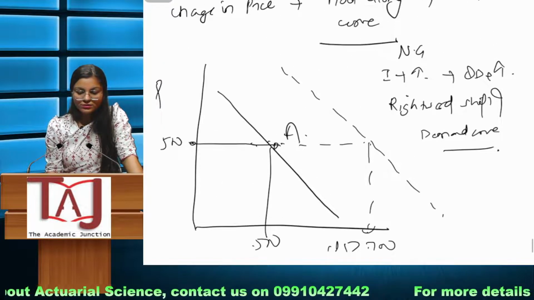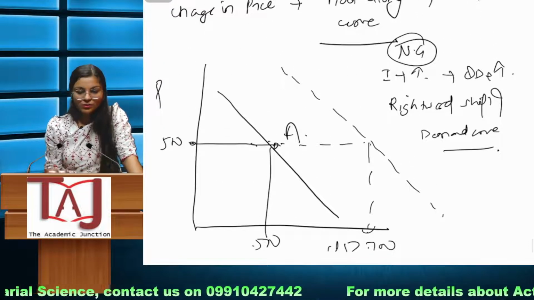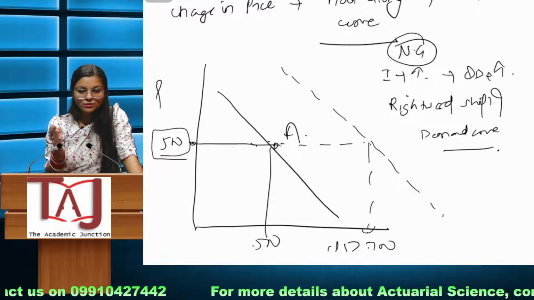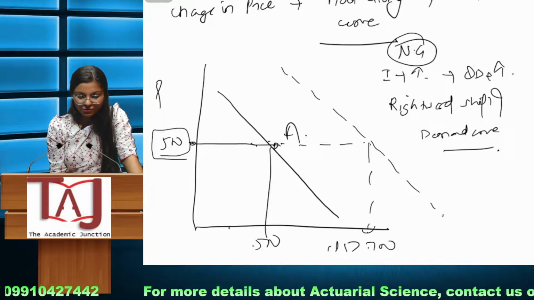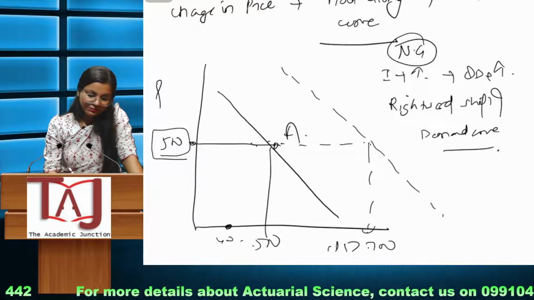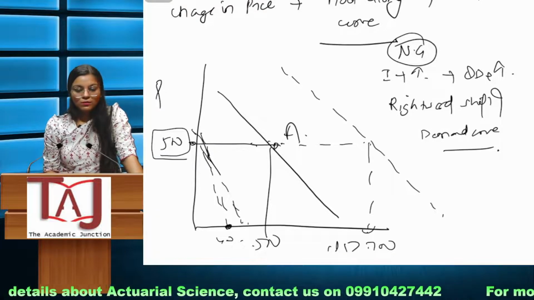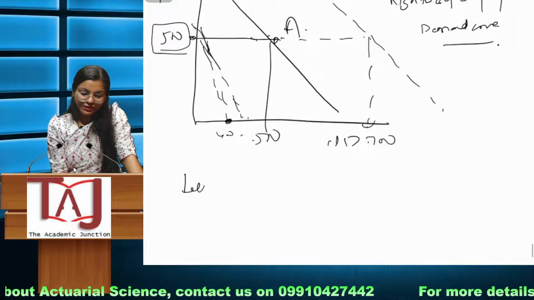Let's suppose there is a decrease in income and this is a normal good. So the price remains the same, there is a drop in your quantity demanded. Maybe you have reached this level. So, a leftward shift.